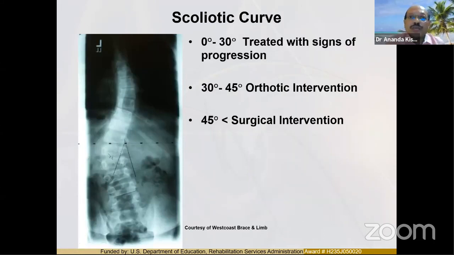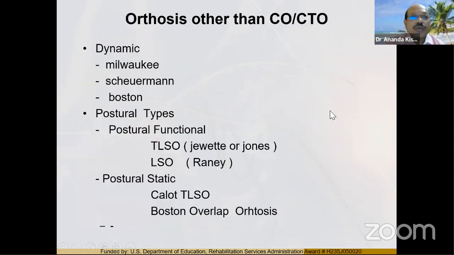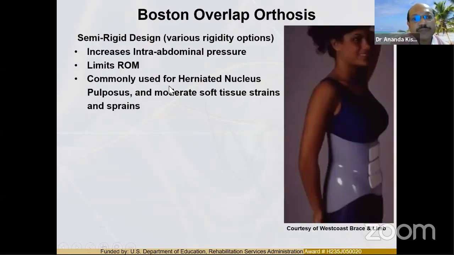Now the scoliosis. What are the principles? For 0 to 30 degrees of scoliosis, with no signs of progression, conservative treatment can be used. For 30 to 45 degrees, orthotic intervention. If the Cobb's angle is more than 45 degrees, surgical intervention is used. So there are several types of scoliosis orthosis: dynamic orthosis, the Milwaukee orthosis, and the Boston orthosis. I'm now coming to the detail.